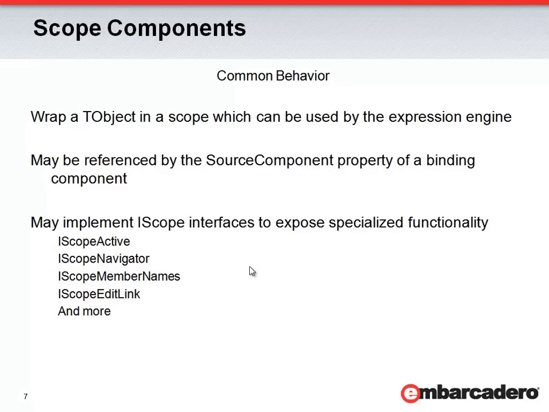Scope components have common behavior. They wrap a TObject in a scope, which can be used by the expression engine. They may be referenced by the source component property of a binding component. You've seen that in the examples where the source component property is set to BindScopeDB1. Scope components may implement IScope interfaces to expose specialized functionality. Some of the interfaces are IScopeActive, IScopeNavigator, IScopeMemberNames, and IScopeEditLink.